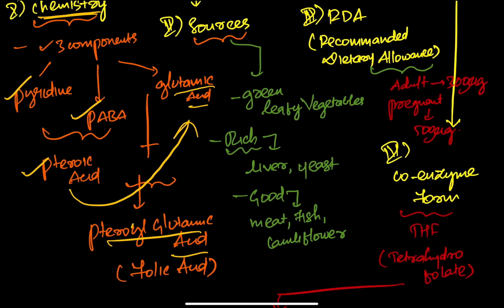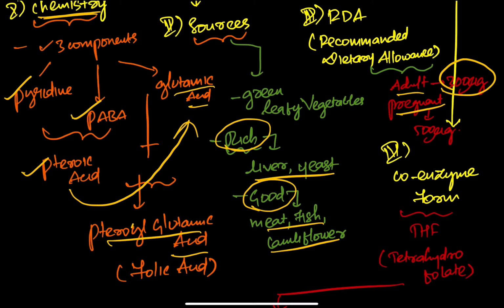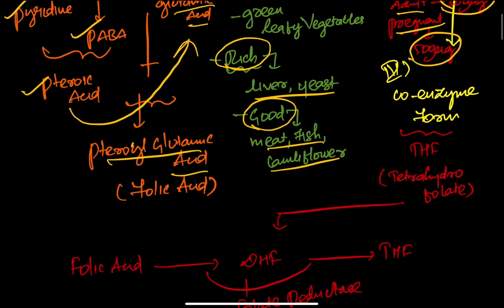And sources, it is mainly found in the green leafy vegetables, but the rich sources are liver and yeast, and the good sources are meat, fish, and cauliflower. What is the recommended dietary allowance? In adults, it is 300 micrograms, and in a pregnant lady it is 500 micrograms due to the demand of the baby. And next, folic acid has its coenzyme form, that is tetrahydrofolate.